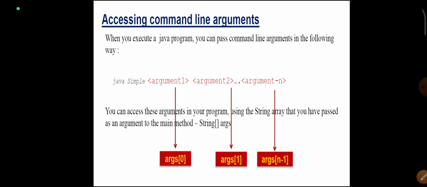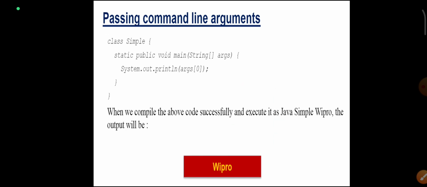Here I am passing argument 1 and argument 2 at the time of execution of the simple class. You can pass these arguments in your program. For example, these arguments can be accessed with the help of the main method, String args. In the next slide, you can learn in detail how we can access the command line arguments and how to pass them.